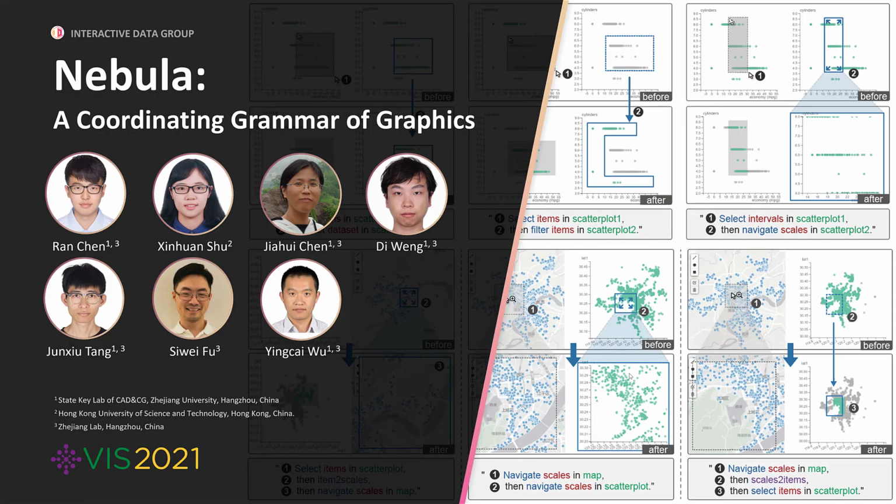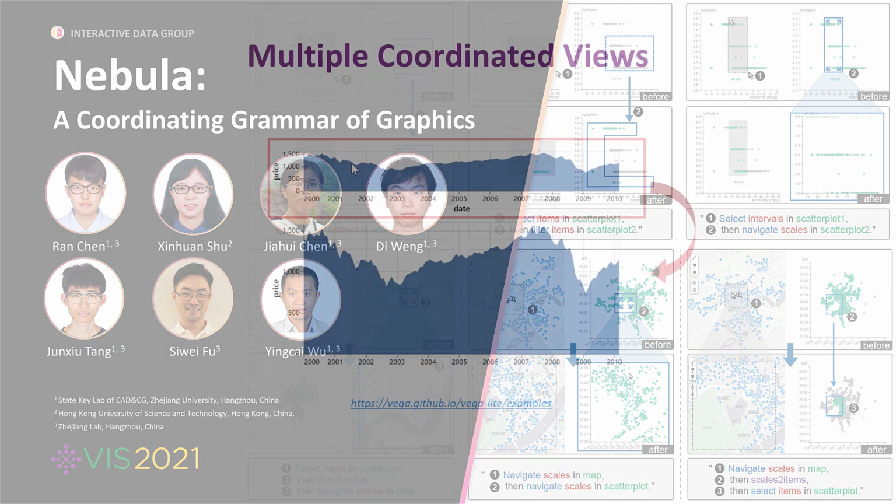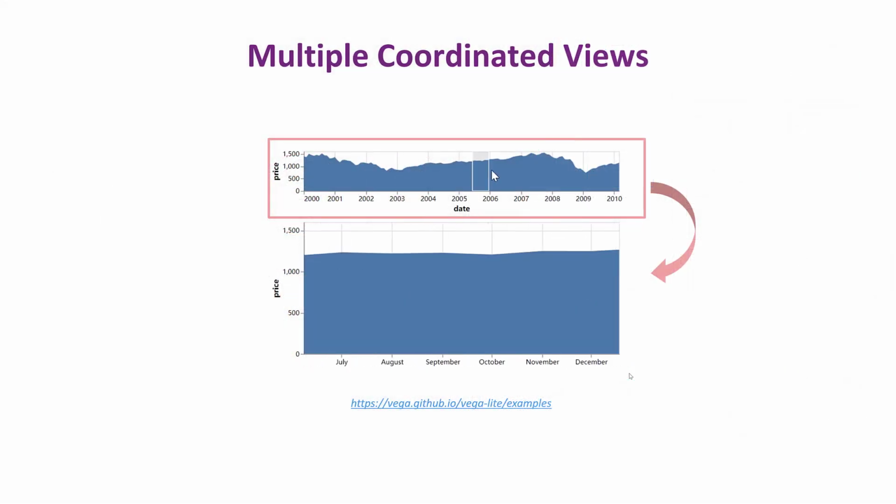Today I will introduce the latest paper from our group, Nebula, a coordinating grammar of graphics. Multiple coordinated views are prevalent in modern visualization systems. Visualizations across views update their content in response to users' interactions in other views.